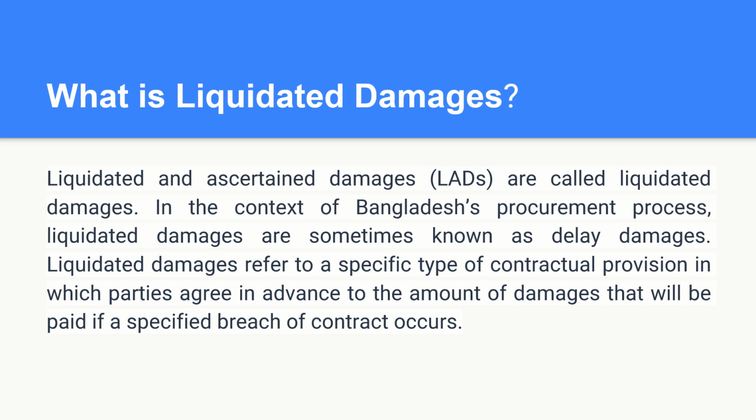Now, what is liquidity damage? In the context of the Bangladeshi procurement process, liquidity damages are sometimes known as delay damages. Liquidity damages refer to a specific type of contractual provision in which parties agree in advance to the amount of the damages that will be paid if a specified breach of contract occurs.